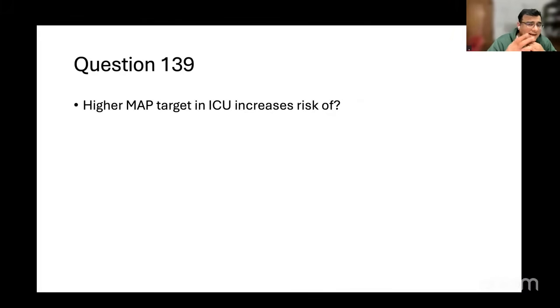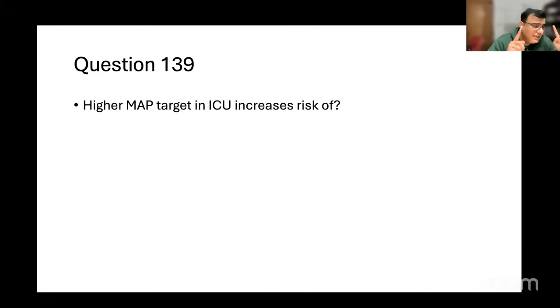So higher MAP target in ICU increases risk of what? There was a trial, I have taught you also in the classes as well. The SEPSISPAM trial was done. In the SEPSISPAM trial, they compared a MAP of 65 with a higher MAP target.